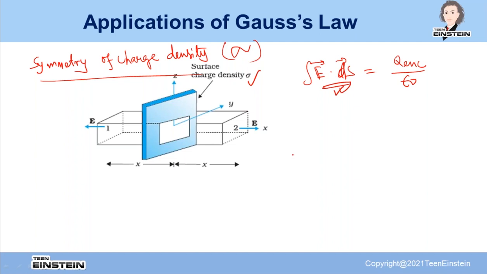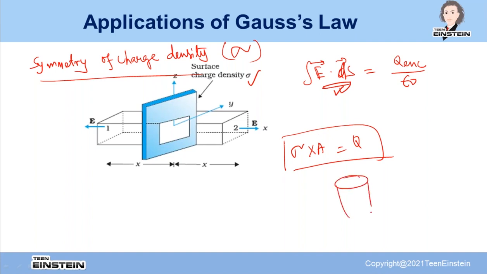Now look, since it has planar symmetry, we cannot take any surface like a cylinder or sphere. So we have to take a parallelepiped, or sometimes in some books they say Gaussian pillbox. Gaussian pillbox means you will have a cylindrical Gaussian surface, obviously, but its height is very small. Okay, we will not go to that. Here they have taken a parallelepiped.